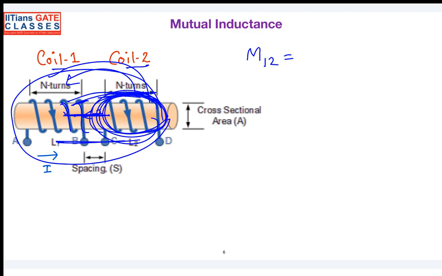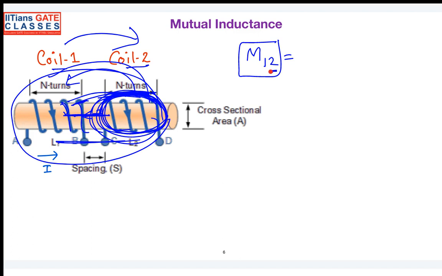So what I was defining is the mutual inductance here from 1 to 2. Mutual inductance from 1 to 2 means the flux from coil 1 is linked to coil 2. In that case, what will be the total flux linkage in the second coil? Ultimately, the destination is the second coil, right?